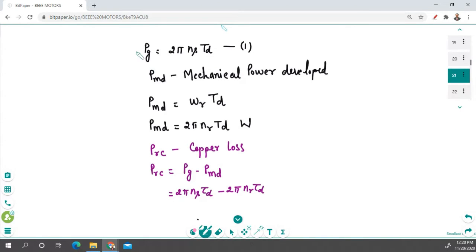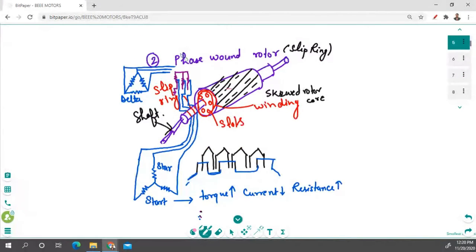So we know that the input power is equal to omega s into Td. So how can you represent omega? Omega can be represented by 2 pi Ns into Td. Okay, clear? So this is Pg. Pmd is the mechanical power developed. So now how can you represent this Pmd?